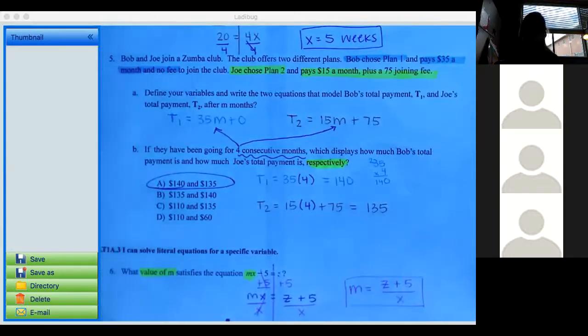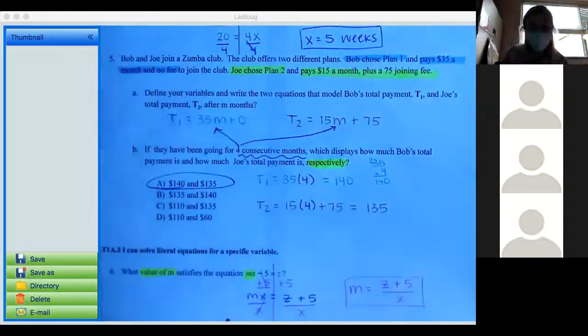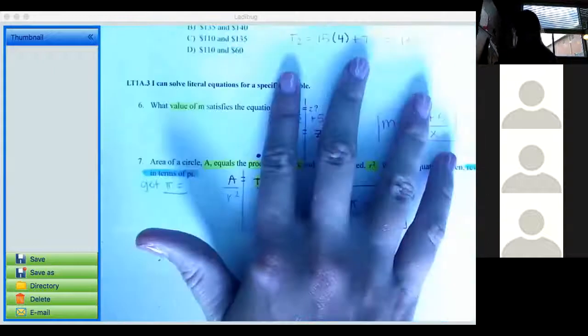Are we good with 5? Y'all are okay? Y'all got it right. Does anybody online need more time to get number 5? No? Okay. Here is 6.